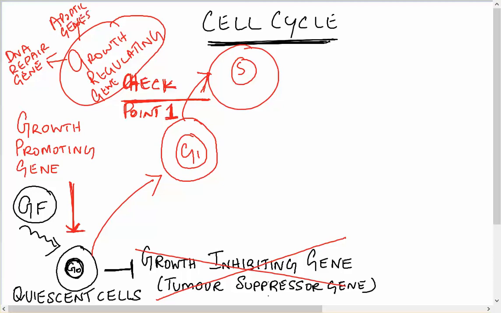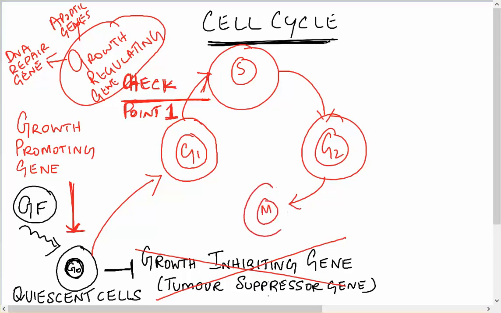Understand? So these are the growth regulators. They check the DNA at checkpoint 1. Now, if they have checked the DNA and the DNA synthesized is good, then they will progress to the next stage called G2. Once they reach G2, they go to mitosis, which is the end stage. They are going to divide.